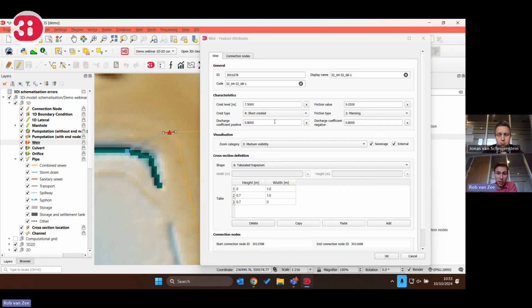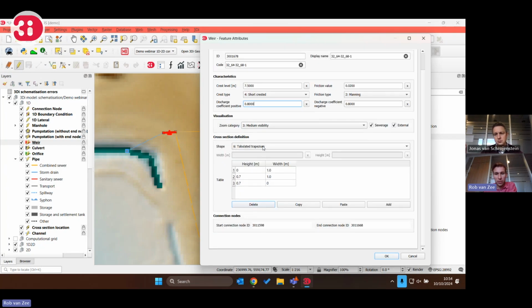You have a discharge coefficient. This is actually a way of saying, okay, water can flow one way and water can flow the other way, and the easiness with which it flows. So if you have a very large coefficient, then the water can flow very easily. But if you put it to 0, then water can't flow back. And that's very often the case when you have a clap. You know what it is? A valve. A valve. Yeah. So then water can only flow one way.